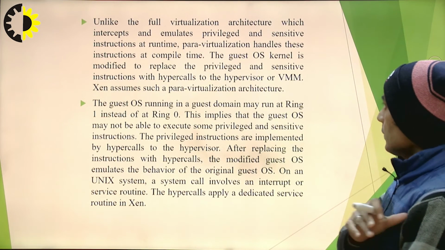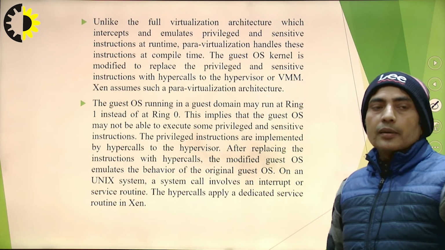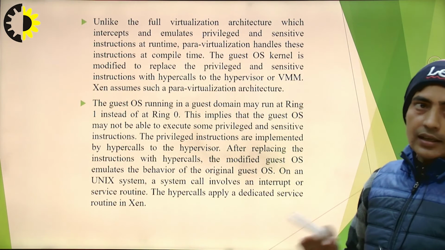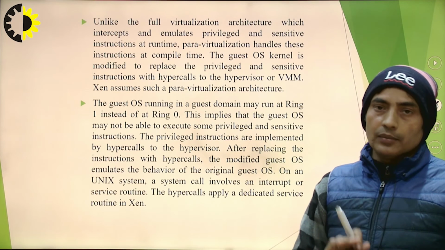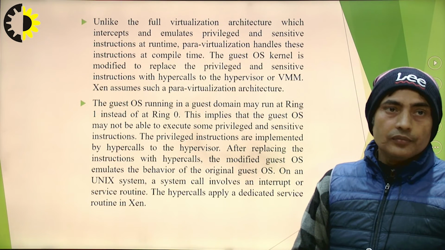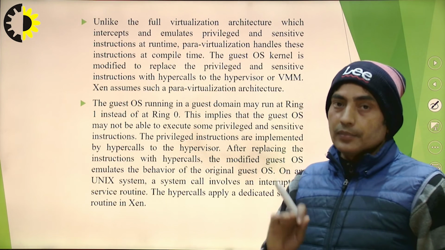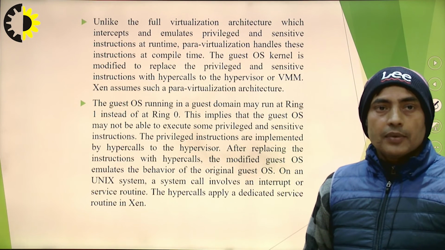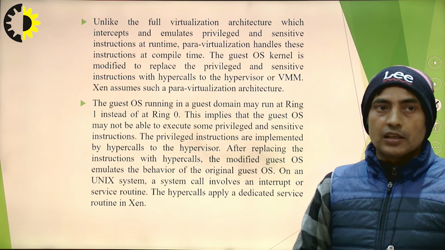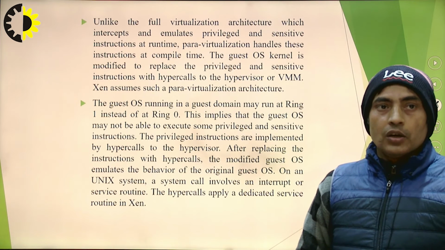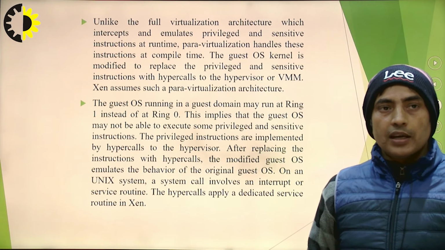Unlike the full virtualization architecture, which intercepts and emulates privileged and sensitive instructions at runtime, para-virtualization handles these instructions at compile time. This is the difference. So the guest operating system kernel is modified to replace the privileged and sensitive instructions with hypercalls to the hypervisor or VMM. Xen assumes such a para-virtualization architecture.